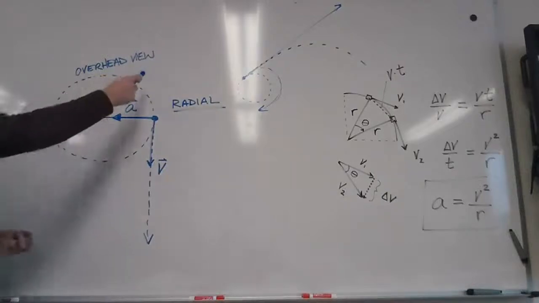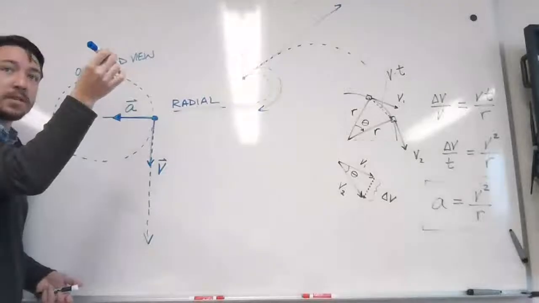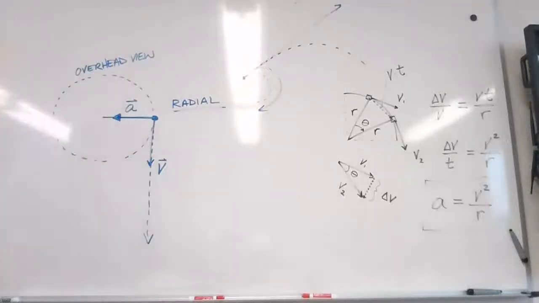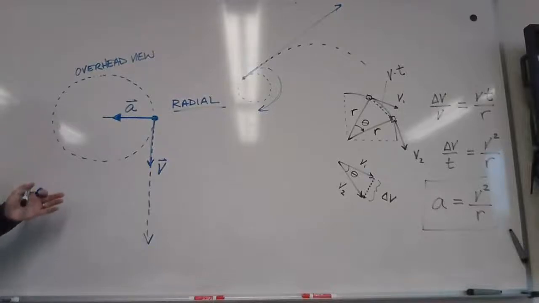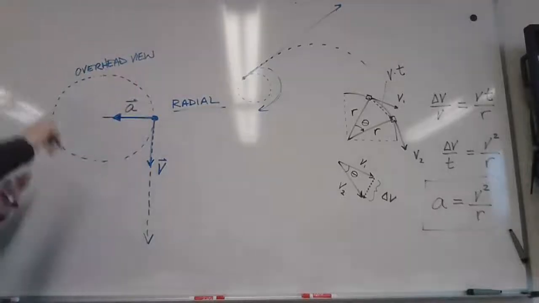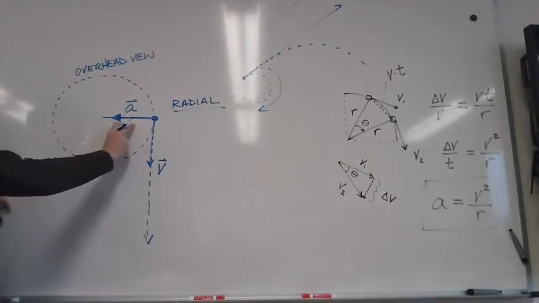Because again, this is an overhead view. So is there gravity pointing down? Is there normal force pointing up? These cancel out, so we don't have to consider those, right? Those are into the floor, out of the floor. The only vector that's left is the vector that's causing this acceleration.